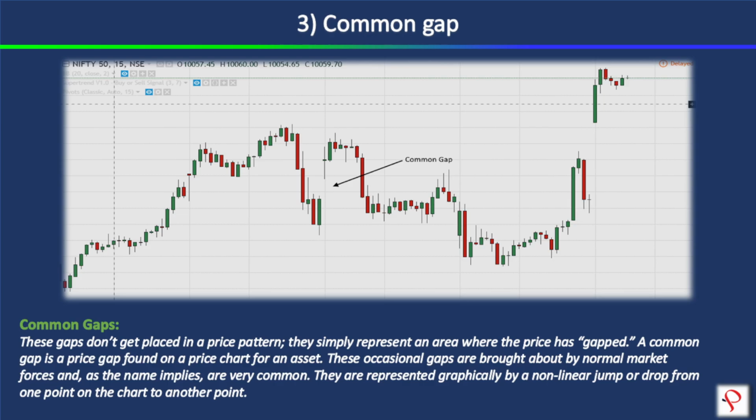Then we'll talk about the common gap. These gaps don't get placed in a price pattern. They simply represent an area where the price has gapped. A common gap is a price gap found on a price chart for an asset. These occasional gaps are brought about by normal market forces and, as the name implies, are very common. They are represented graphically by a non-linear jump or drop from one point on the chart to the other.